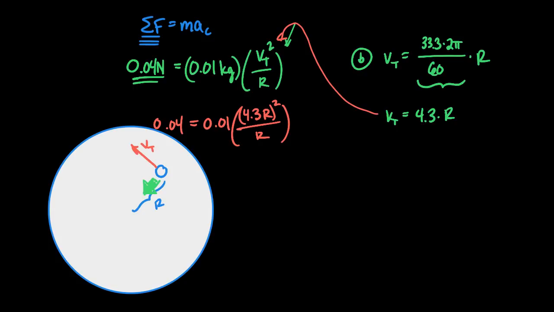Figure out what r is. 0.04 divided by 0.01 is just 4. And that equals 4.3 squared times r. R equals 4 divided by 4.3 squared. I don't know what the answer is, but I think it's like 0.3. Is it 0.3? So 0.206. That's still not the answer.